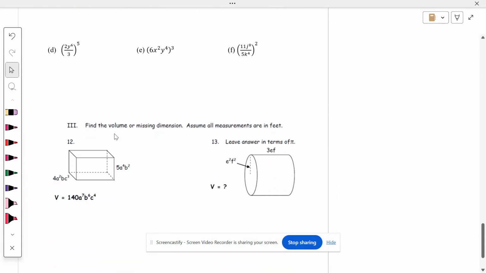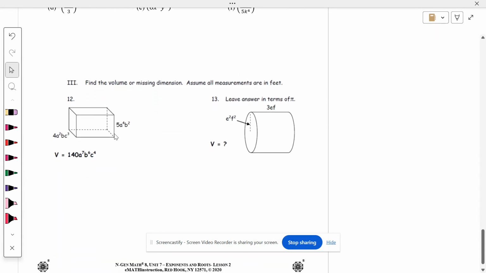Number 12, I wanted to jump down to these last couple. These are volumes. The volume of a rectangular prism is the length times the width times the height. We're trying to find the missing measure, which for this shape we'll call the length, because we know our width and our height.